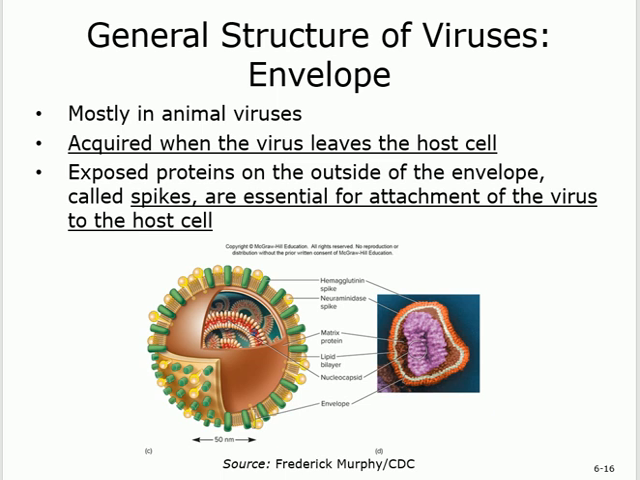Inside here, this is the nucleic acid, DNA or RNA, and around it you have the protein coat, and you have an envelope that has spikes. This brown here is a matrix that has some enzymes. Okay?